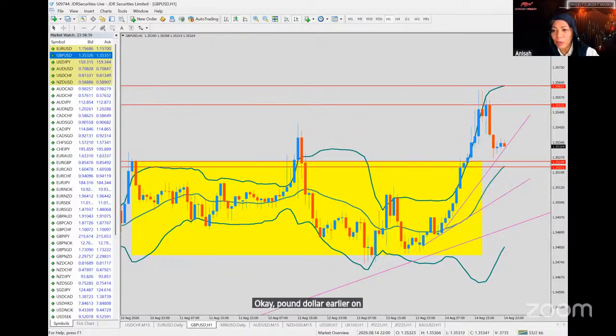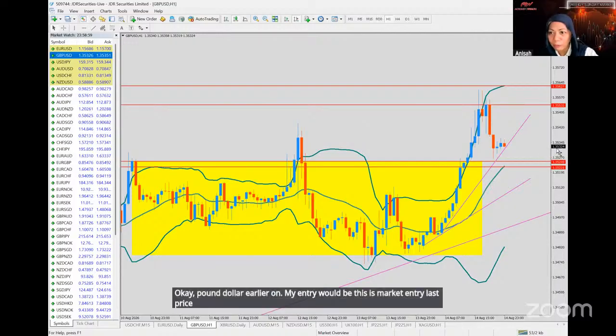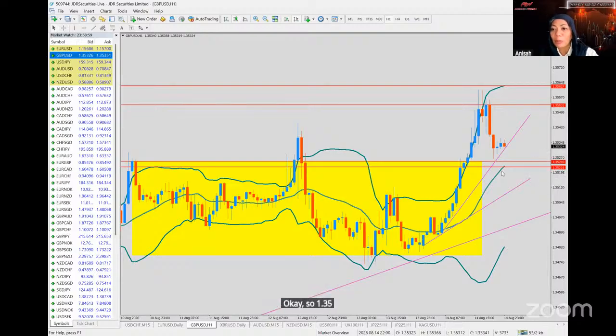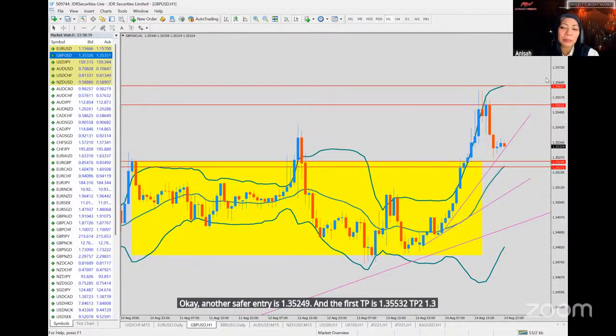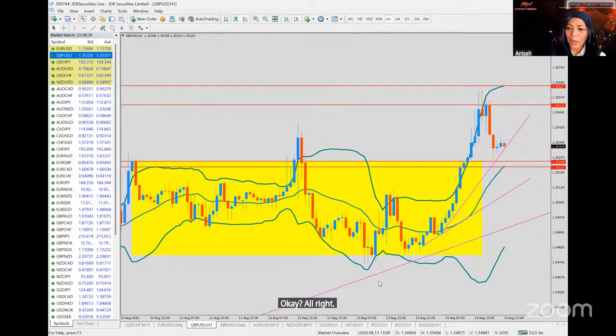My entry would be, this is market entry, last price 1.35324. So 1.35221 is my stop loss. Another safer entry is 1.35249. And the first TP is 1.35532, TP2 1.35627. All right, so next pair.